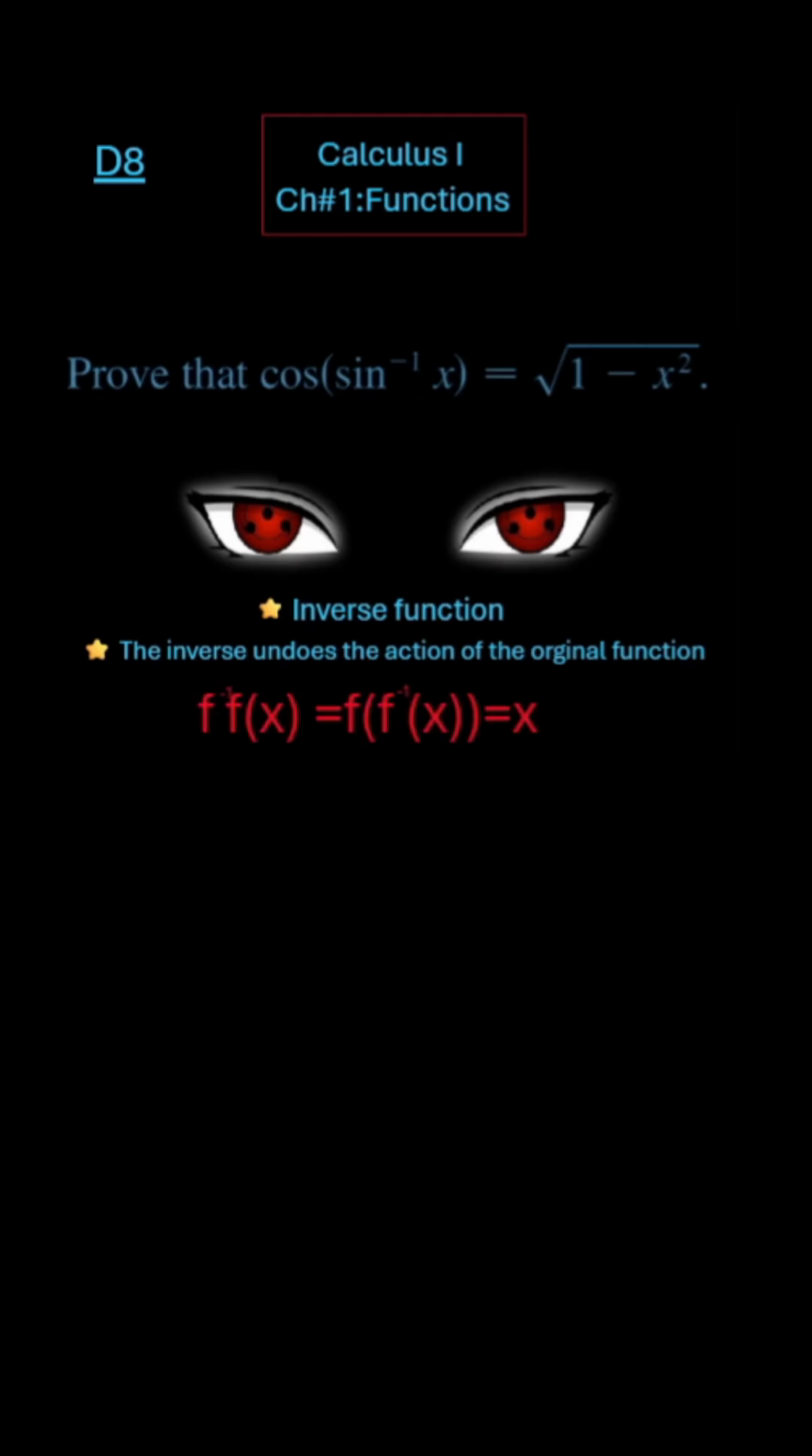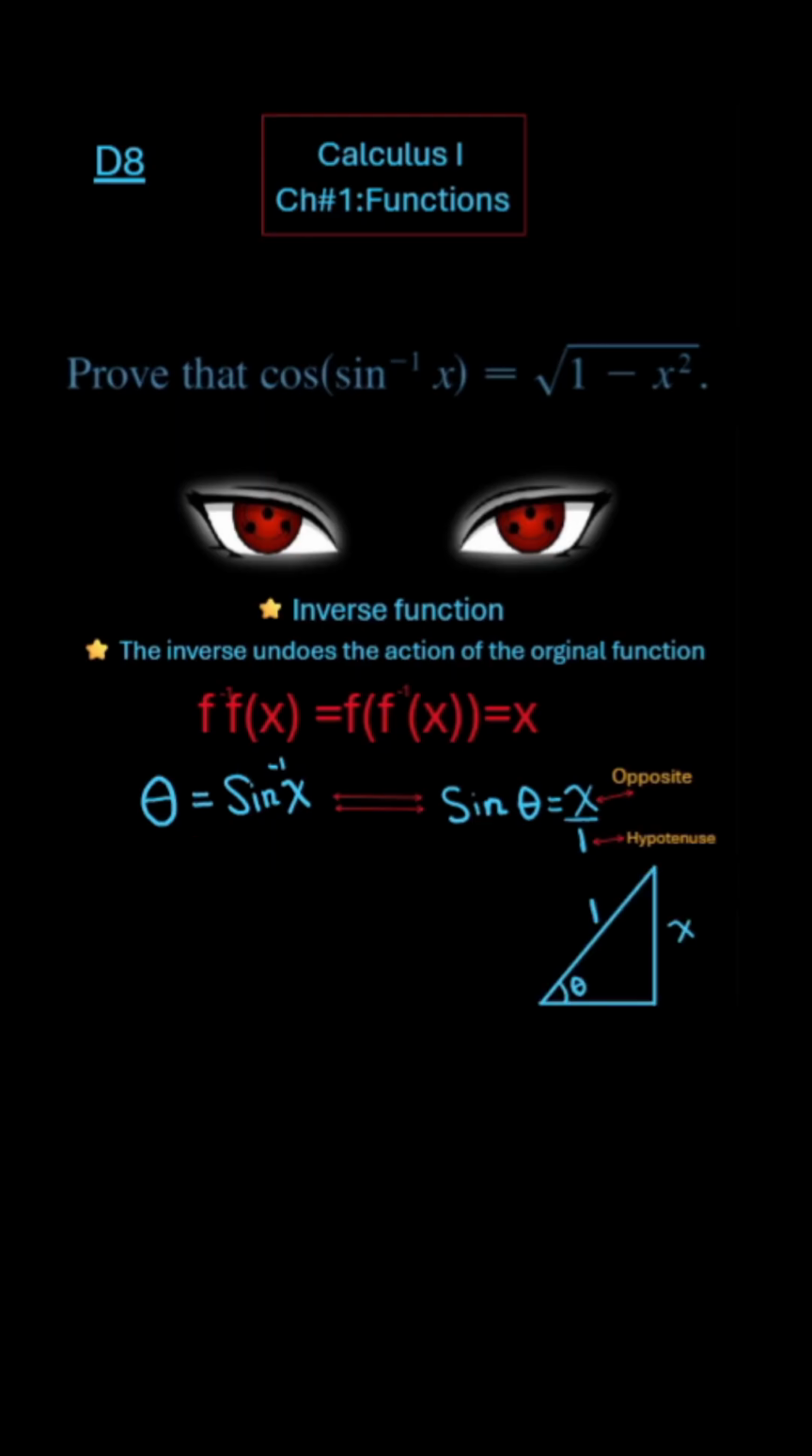To prove this equation, let's recall the inverse function definition. An inverse function is a function that undoes the action of the original function. In general, f inverse of f of x is x and vice versa. This means the original function and its inverse cancel each other out. Now, let's assume theta equals sine inverse of x. By definition, that is equivalent to x equals sine theta. By putting 1 in the denominator, and recalling that in a right triangle, the sine is opposite divided by hypotenuse.